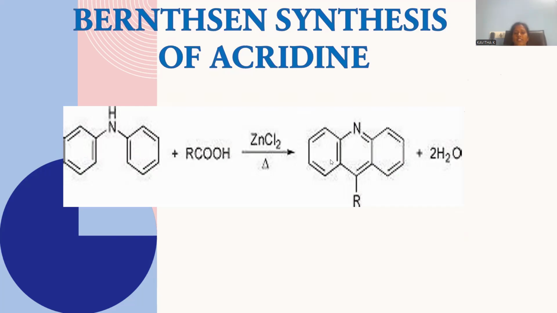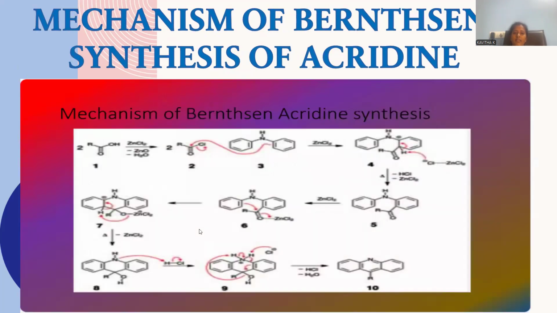Schematic representation is shown where we are taking diphenylamine, and here the general carboxylic acid was taken. Zinc chloride is the ingredient added over there. This carbon will be inserted in between, so that we are able to accord the six-membered ring insertion in between these two benzenes, giving rise to acridine as the final product in addition to the water. This is the way Bernthsen acridine synthesis is given, and the detailed mechanism is provided.